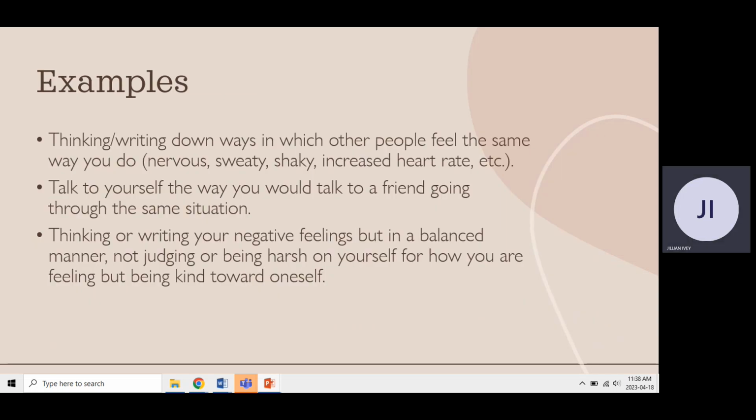So some examples of how to use these could be thinking and writing down ways in which other people feel the same way you do. Like if you were anxious about something, you may feel nervous, sweaty, shaky, have an increased heart rate, etc.